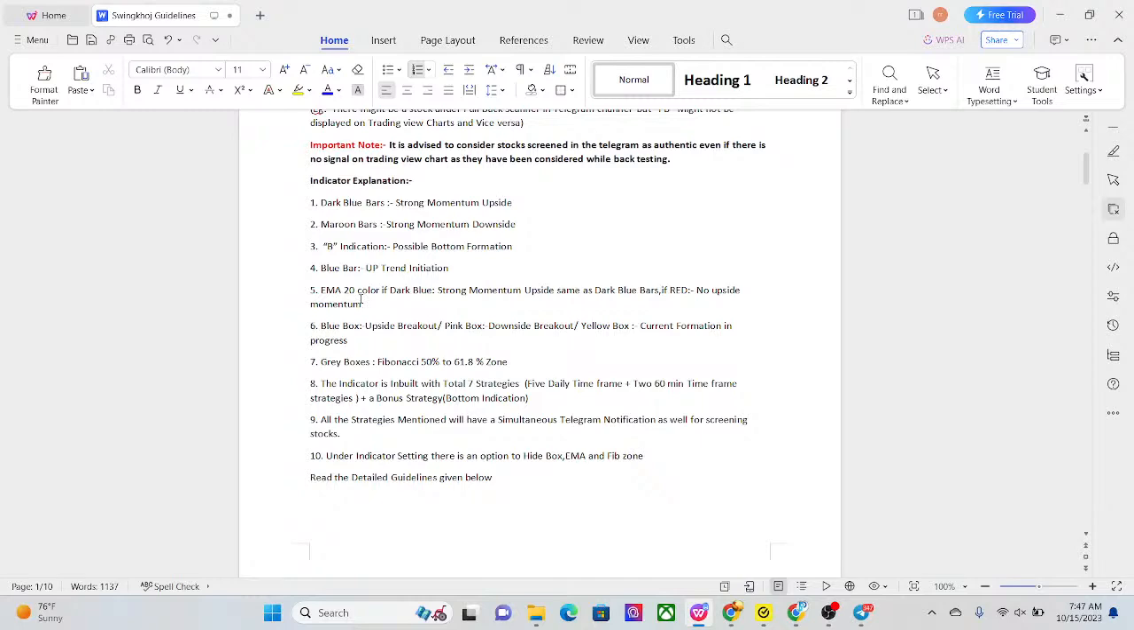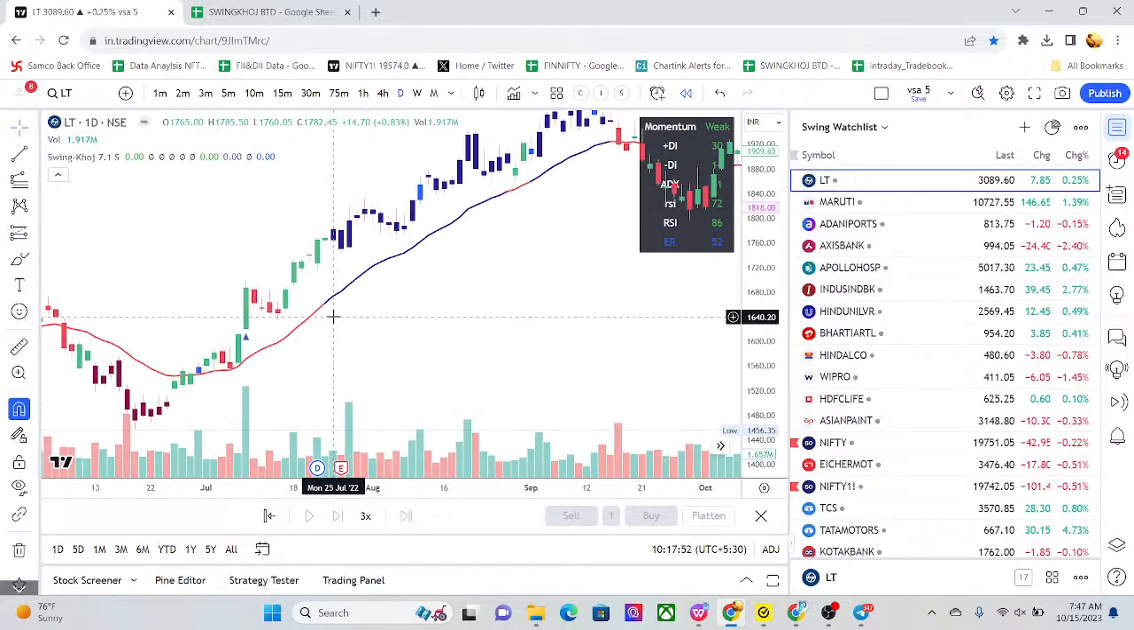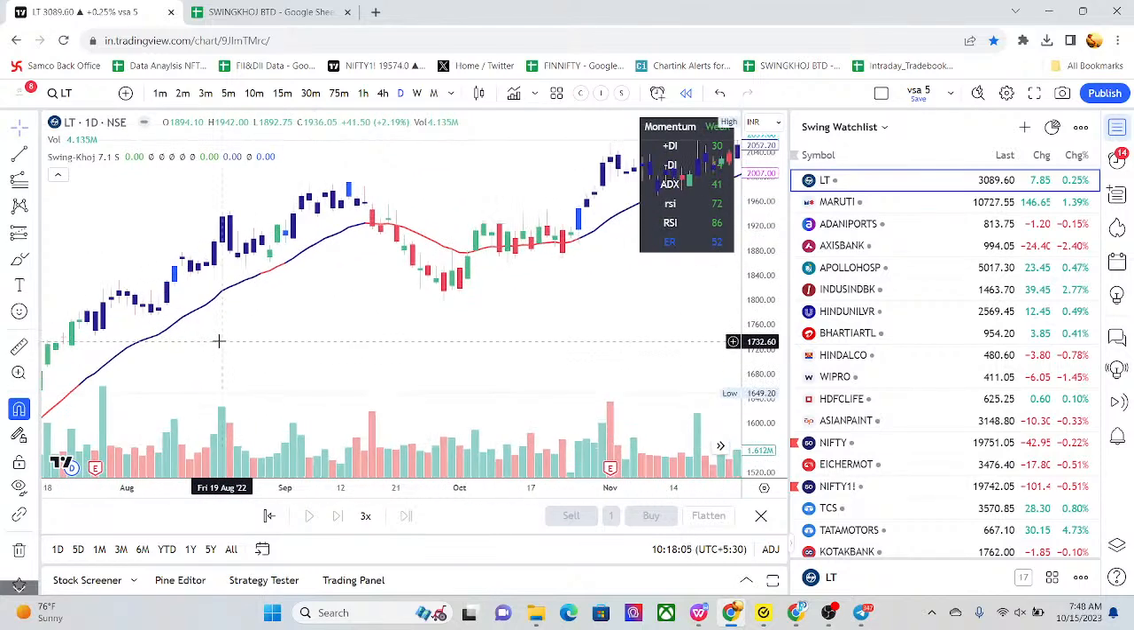EMA color: we have the EMA 20 running over here. You can see the color. If it is red, it means it's not in a trending move and strong momentum is not there. It's similar to the dark blue bars. If there is strong momentum, it will turn dark blue, or otherwise it will be red.